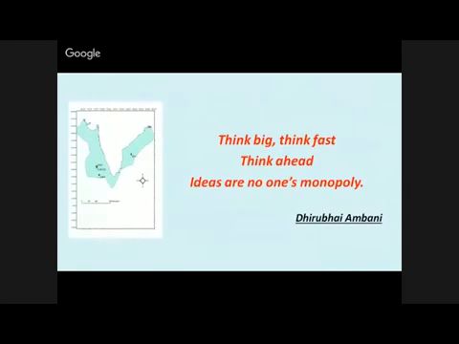And lastly, let me finish this talk. The man from Reliance, Dhirubhai Ambani, a well-known name, has said that as far as industry is concerned, we have to think big, think fast, think ahead. Ideas are no one's monopoly, and particularly in wind energy, this fantasy is quite valuable. The reason is that whether it is small scale or big scale, you have to think in an innovative way.